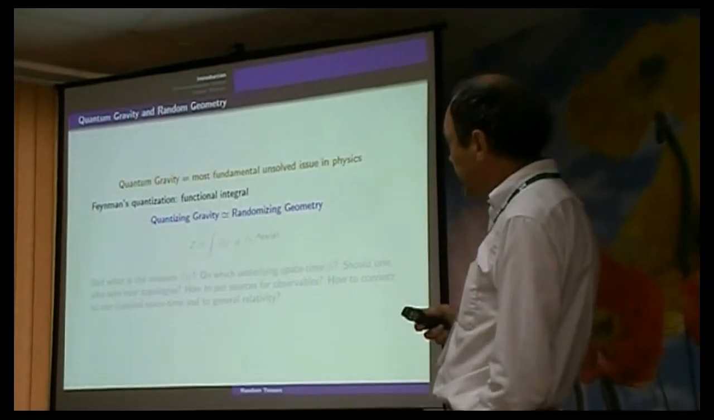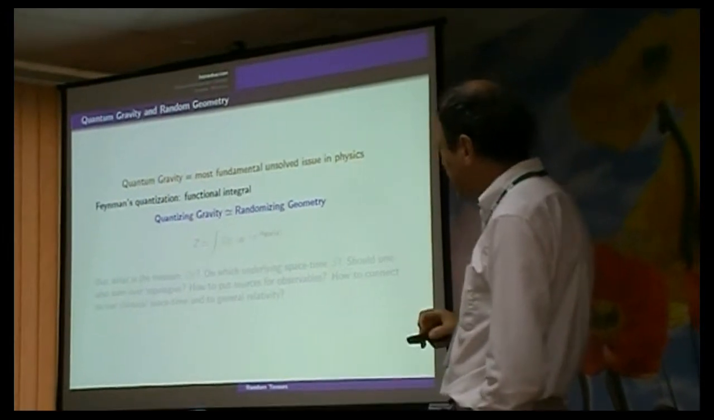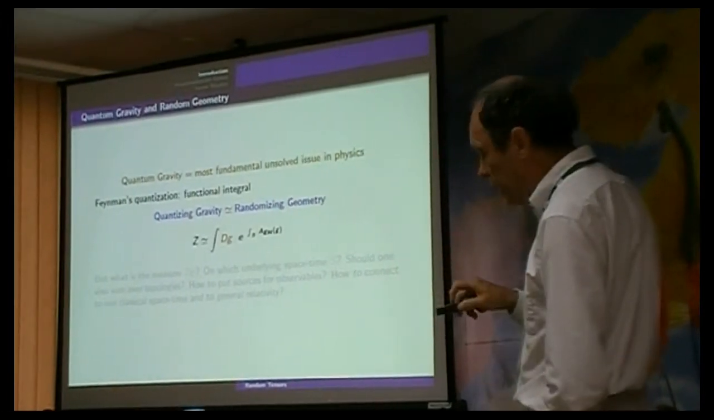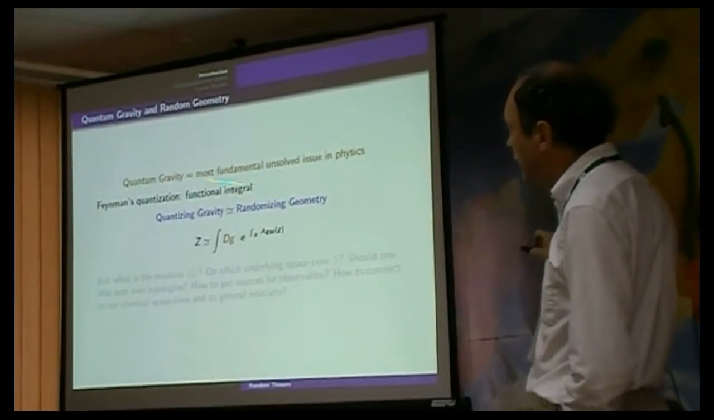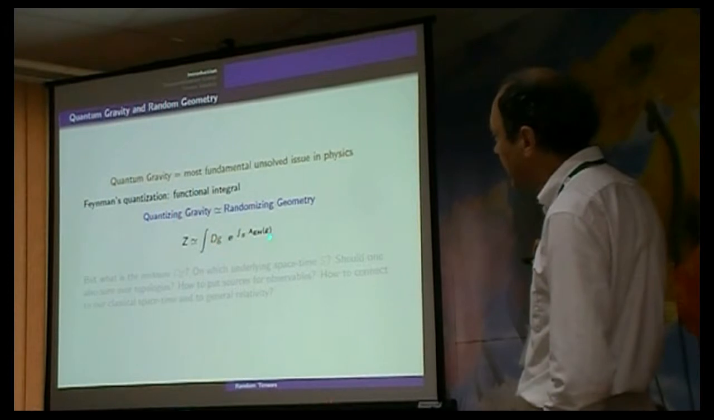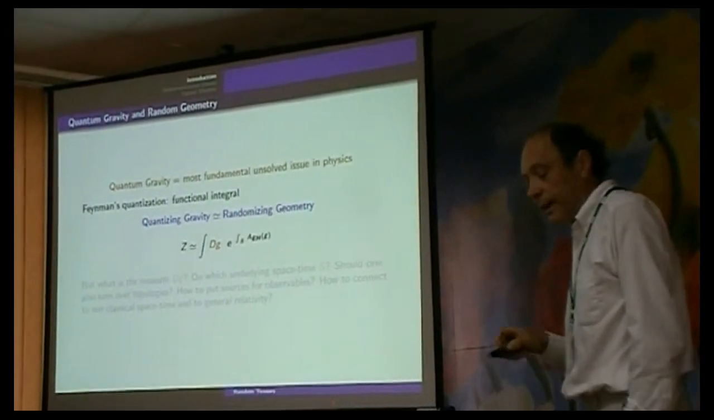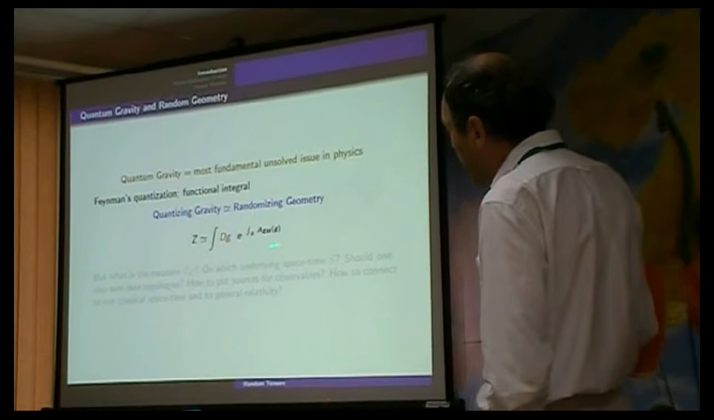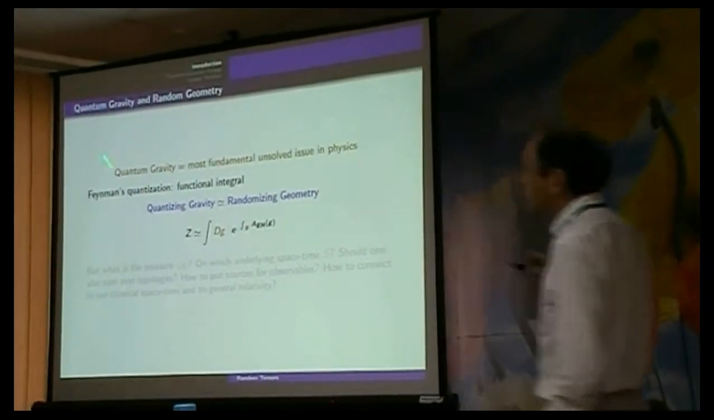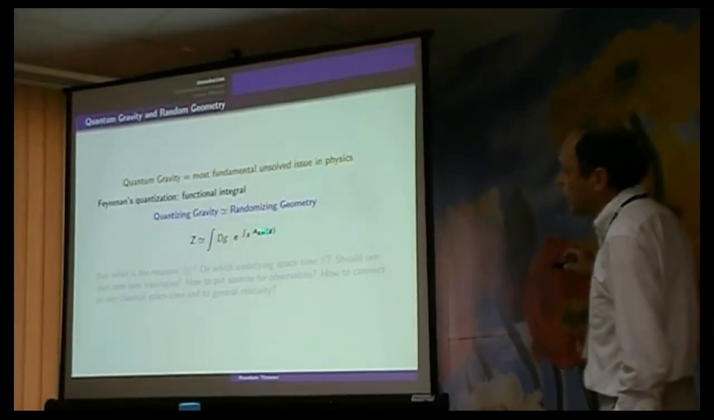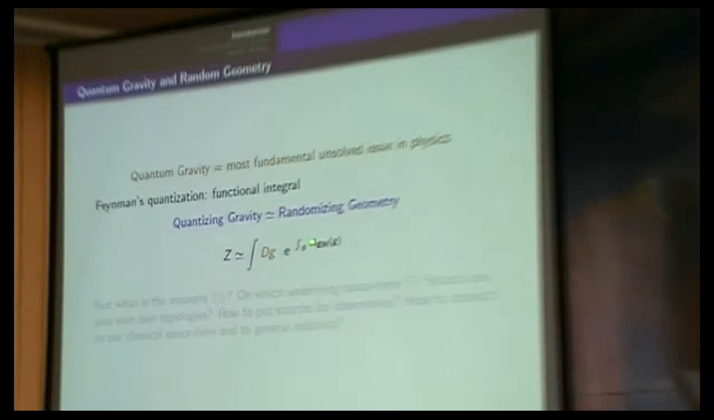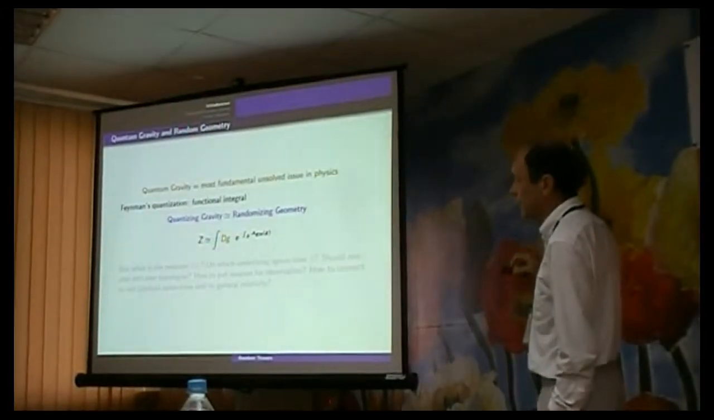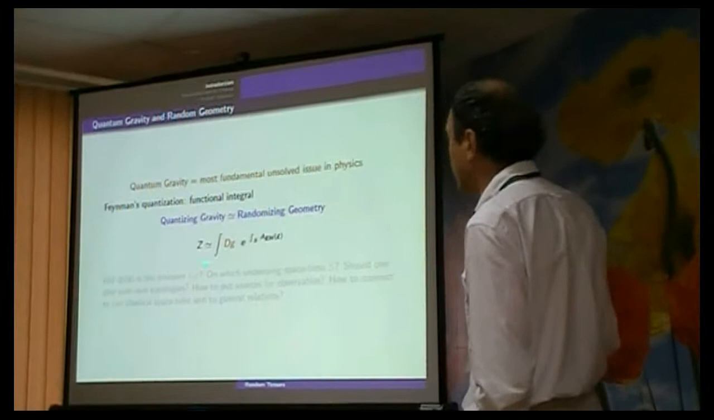Then if we apply this idea to quantizing gravity, we could say it's about randomizing geometry. Because gravity by Einstein's theory is intimately related to the geometry of space-time, we should quantize this geometry of space-time. That is, we should try to sum over all possible metrics, and the weight for the Feynman functional integral is the exponential of the action. In general relativity, the action, called the Einstein-Hilbert action, is a function of the metric. So there is a sum over metrics, and a sum eventually over space.